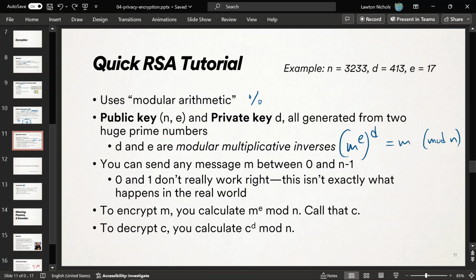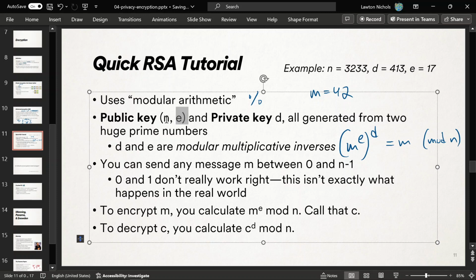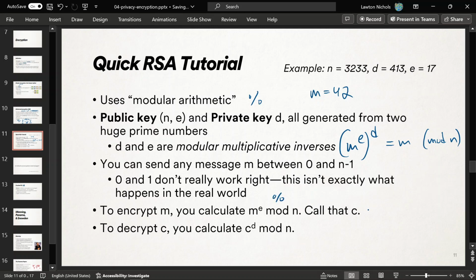So let's say that we want to send a secret message to somebody, the number 42. That's our secret message, and we'd like to encrypt it so we can send it across the wire. So we ask the person for their public key, we get it back, it's n and e, and we're going to calculate m to the power of e mod n. Mod is just that percent sign, the remainder operation. And that's going to be called C. C stands for ciphertext. That's the encrypted form of what we're trying to send. So we want to send 42 to somebody.